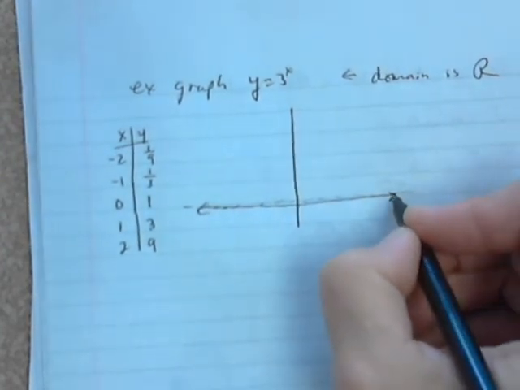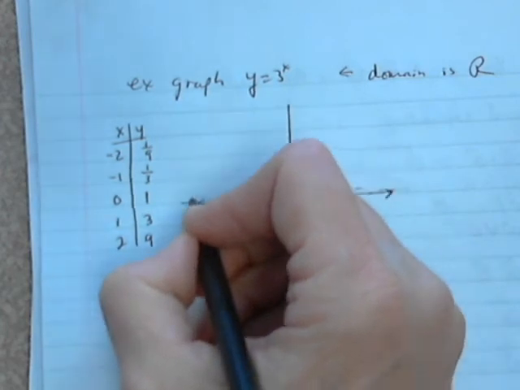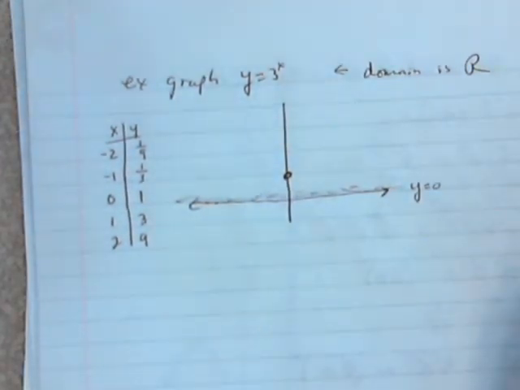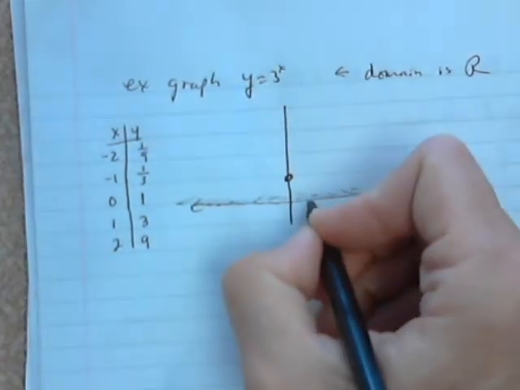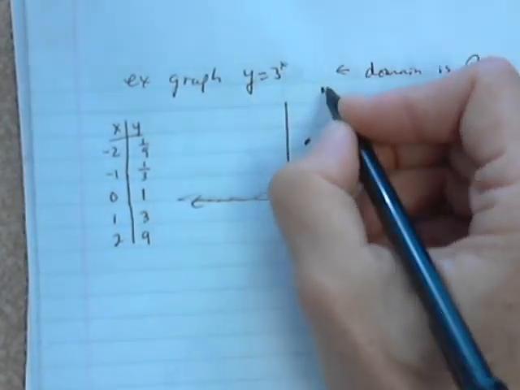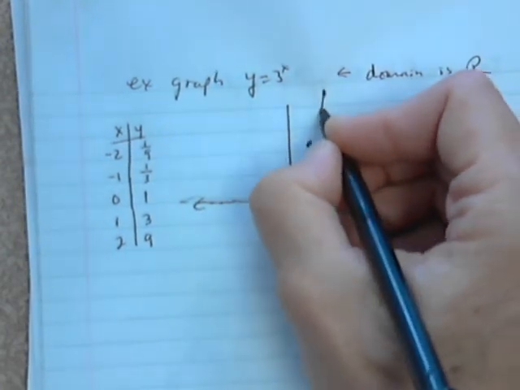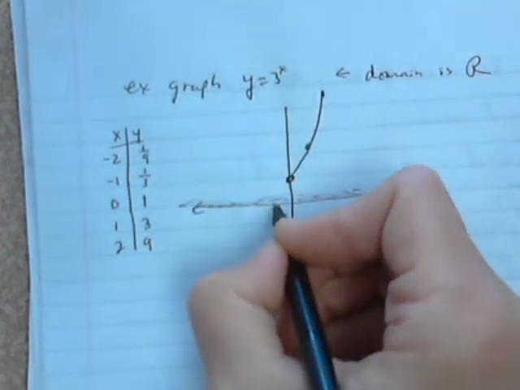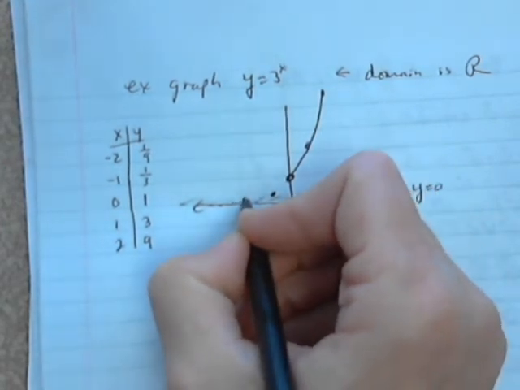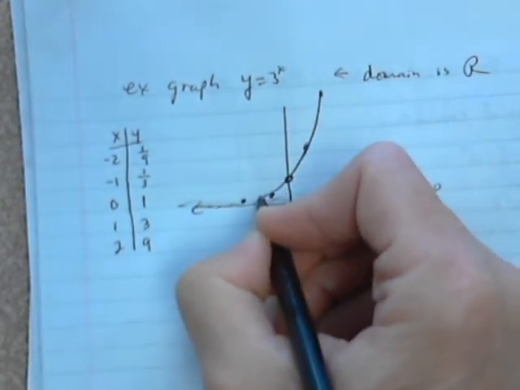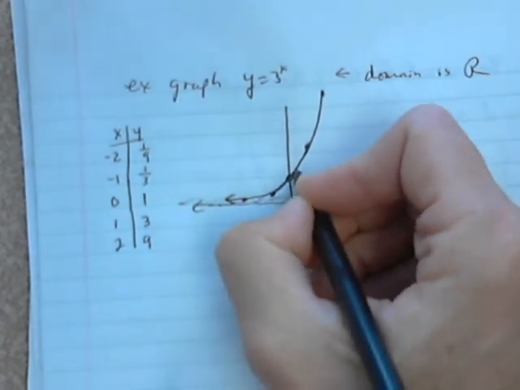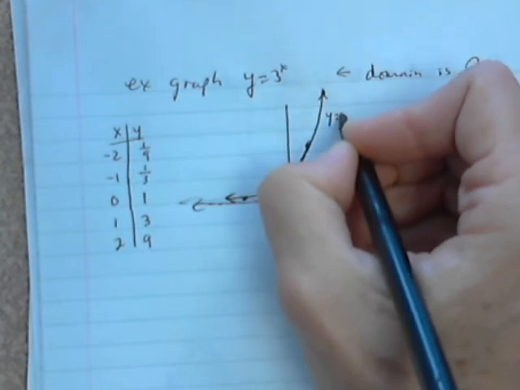And I'll dot this x-axis, label it y equals 0. My y-intercept is (0, 1). So we have (1, 3), (2, 9), which is pretty much off the graph. Exponential functions increase very rapidly. And then (-1, 1/3) and (-2, 1/9) gets very, very close to the x-axis, but it's never going to touch it. So there's your just basic y = 3 to the x.